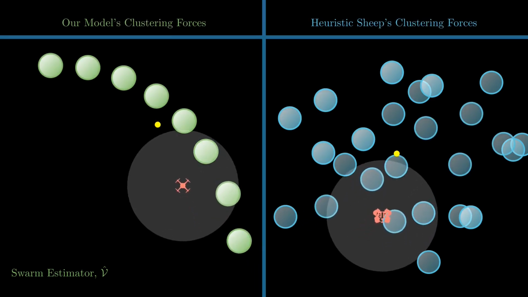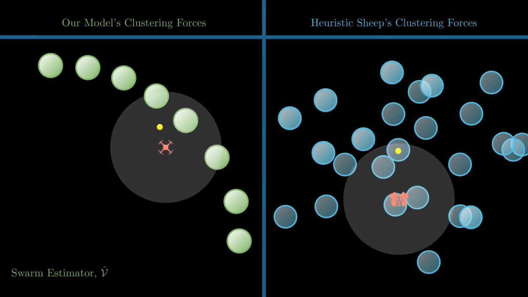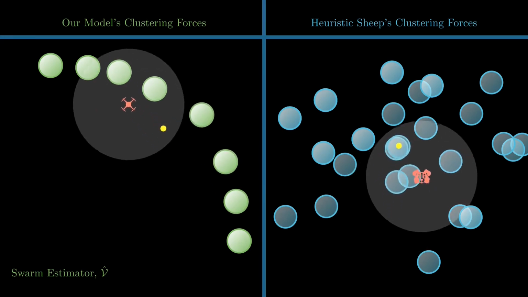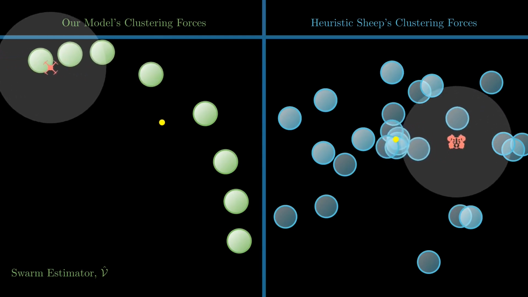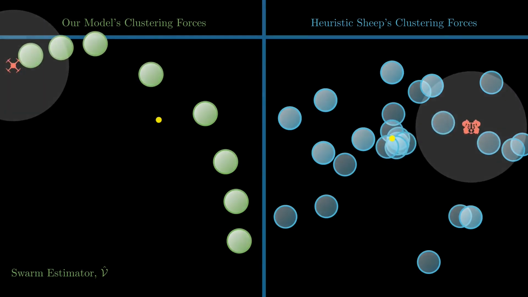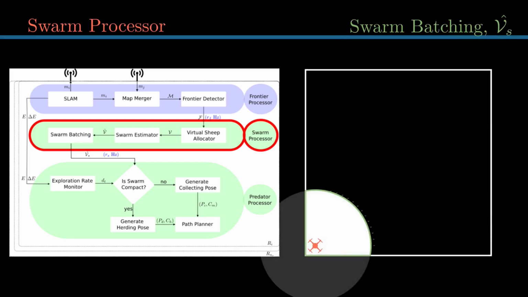This allows the dispersal of the virtual sheep from the center of mass, depicted in yellow, while on the right we can see the heuristic sheep is attracted toward the center of mass in the presence of a predator. The swarm batching module uses the cumulative estimate of all the forces to segment and cluster the virtual sheep. This helps the agent to focus on a subswarm of the virtual sheep.